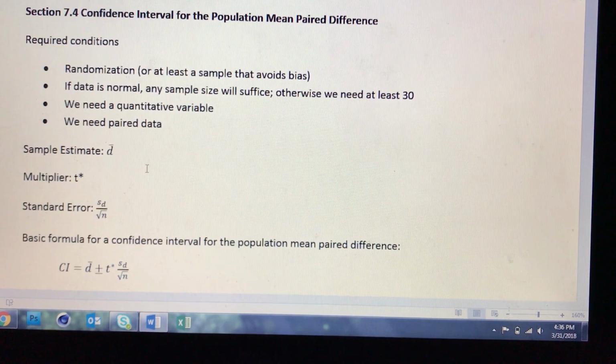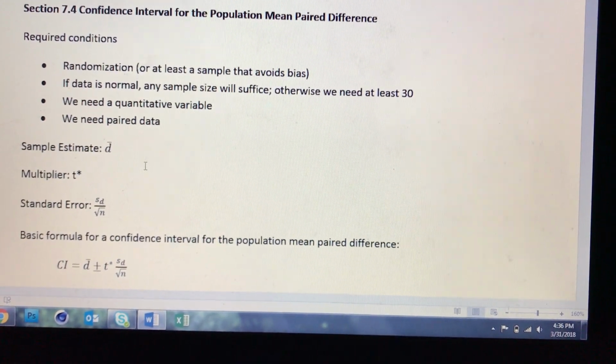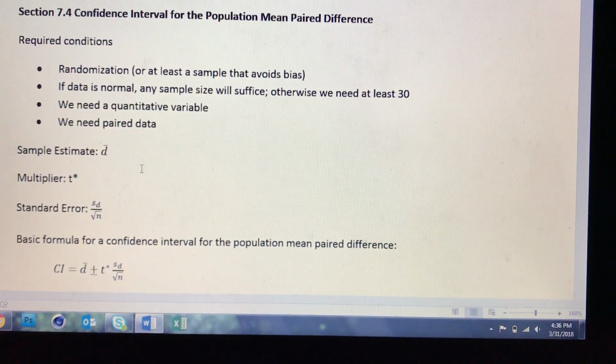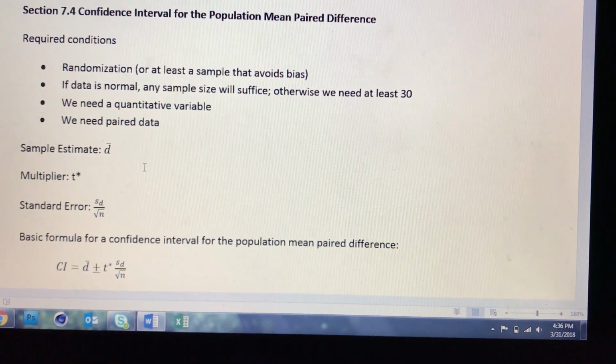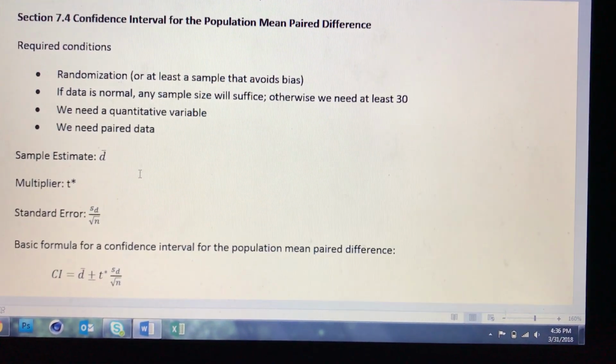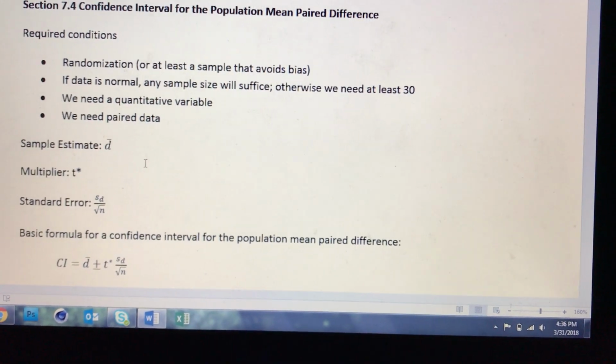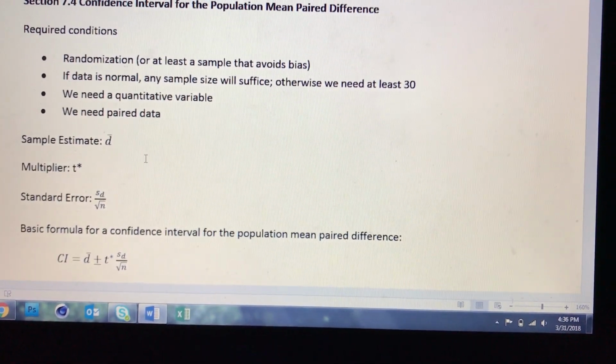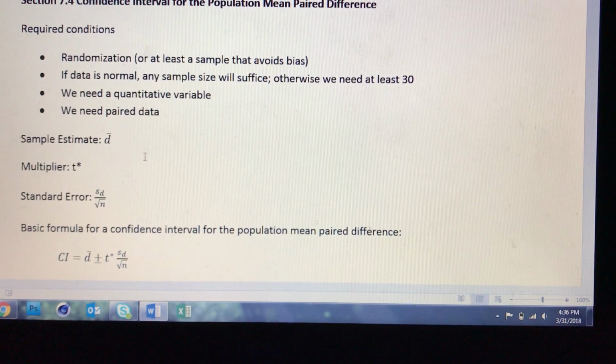The second, because we're dealing with means, our magic number is 30. If the data is normal, any sample size will suffice. Otherwise, we need a sample size of at least 30. And now here you might think, well, aren't there like two different groups that we're talking about? And do we need 30 from each?